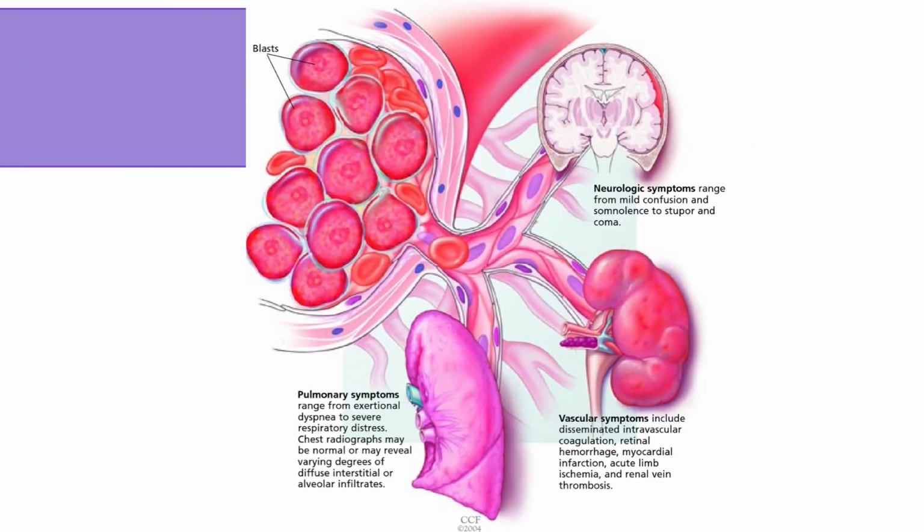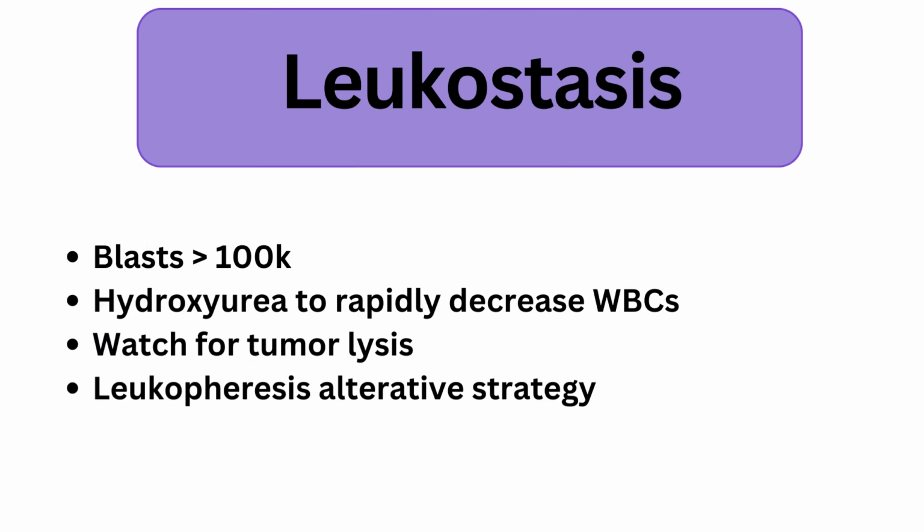Leukostasis occurs when an excessive number of leukemia cells accumulate in the blood, leading to blockages in small blood vessels. This can impair blood flow and damage organs. Leukostasis can occur when the white blood cell count exceeds 100,000 with predominantly blasts. This condition can be treated with hydroxyurea or leukapheresis at some specialty medical centers, though no difference in mortality has been found between these two treatment approaches.